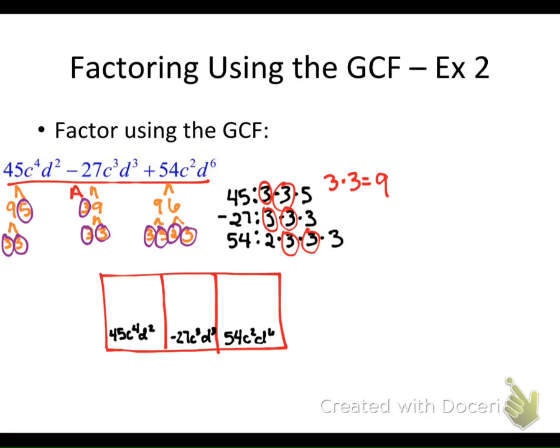9. Thank you. And we can't forget our variables. So I have c to the 4th, c to the 3rd, and c squared. What is my smallest exponent that I have? C squared. D squared, D cubed, D to the 6th. What's my smallest D? D squared. So my greatest common factor is going to be 9c squared d squared.